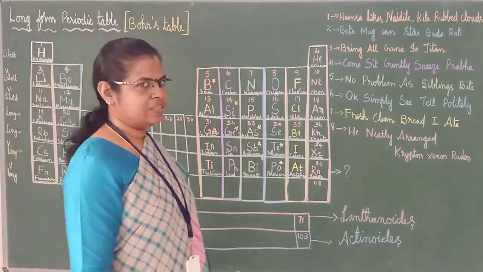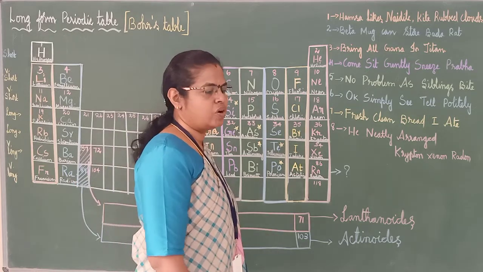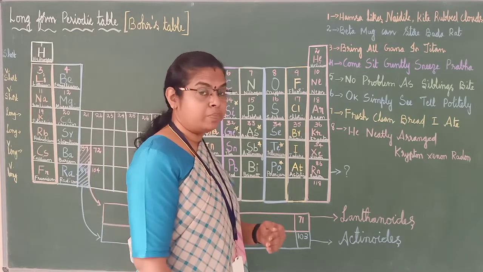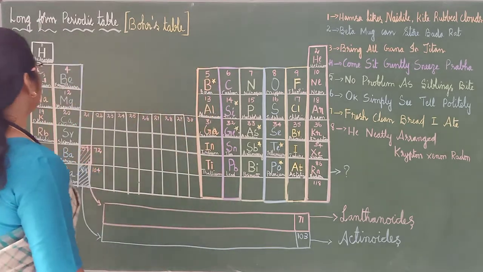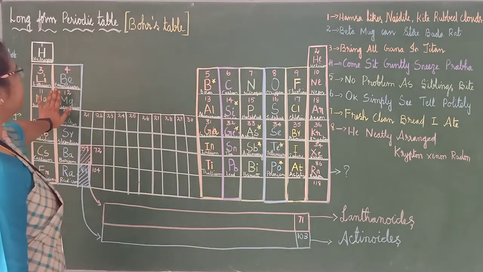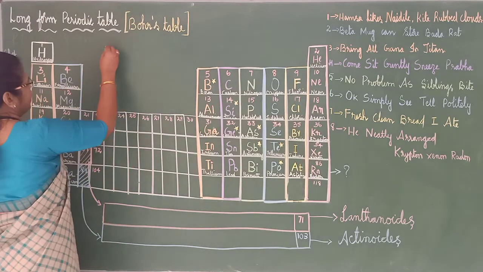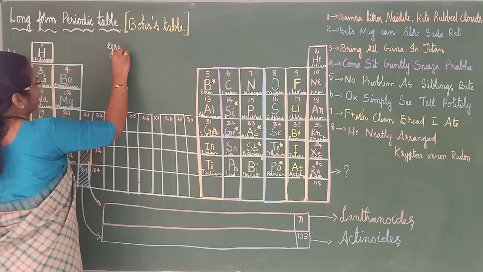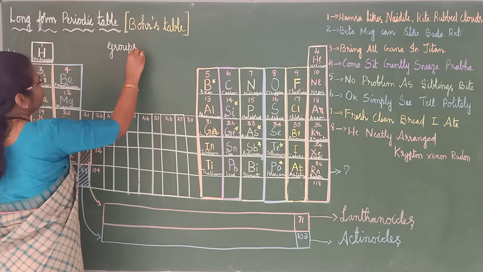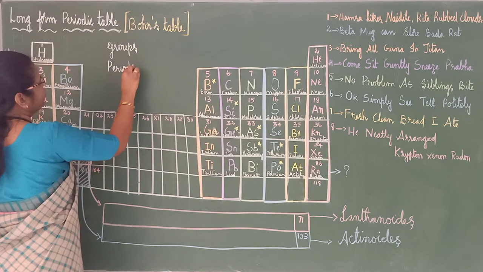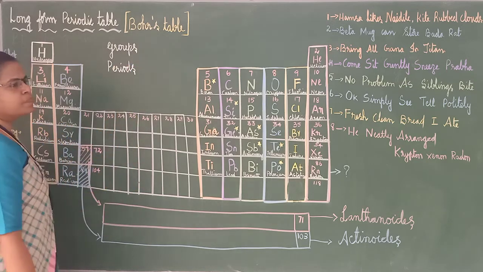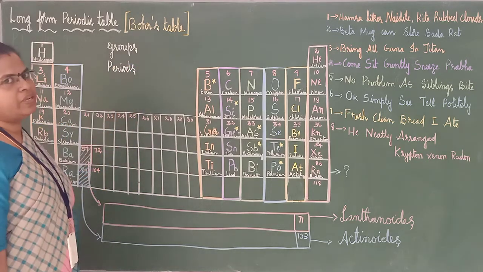Shall we see this one by one? What is there in this long form periodic table? This is the modern periodic table which we are using at present. Here they have divided it into groups and periods. So a mnemonic will be better, I think, to remember this.